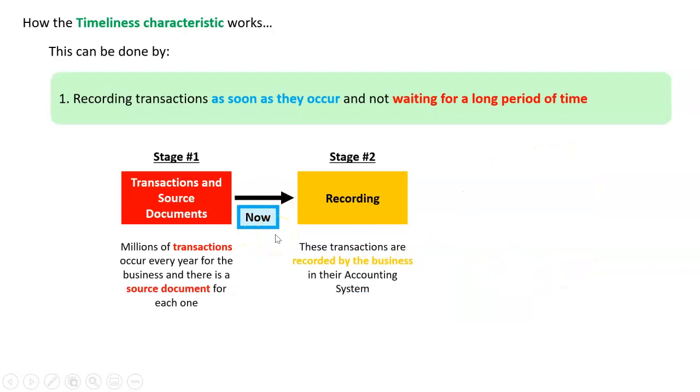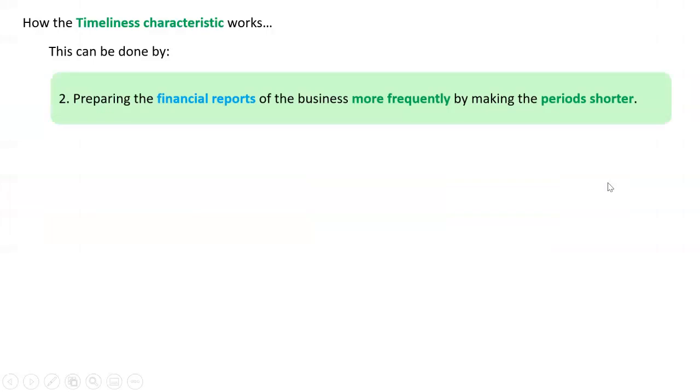And particularly with computers and barcode scanners and so on, there's really no reason why there should be a big delay between stage 1 and stage 2. So that's the first way you can have timeliness. Record transactions as soon as they occur and not wait for a long period of time. Now, the second way is you can prepare your financial reports more frequently by making the period shorter. Let's just go back to these stages.